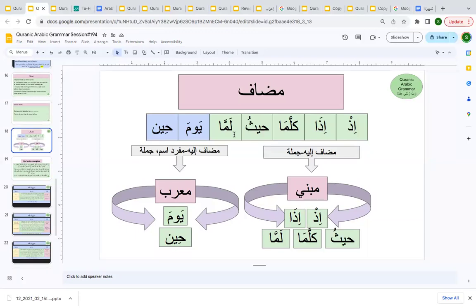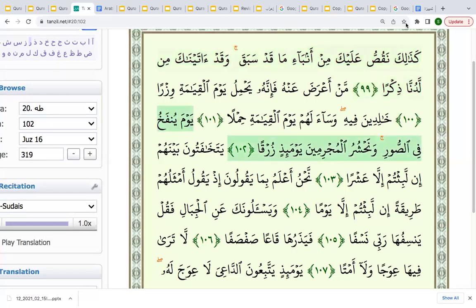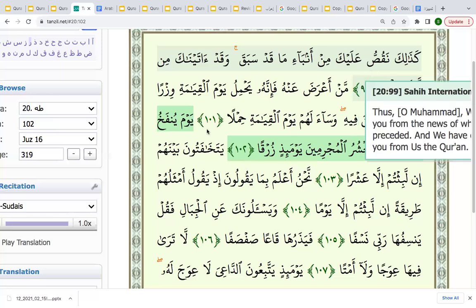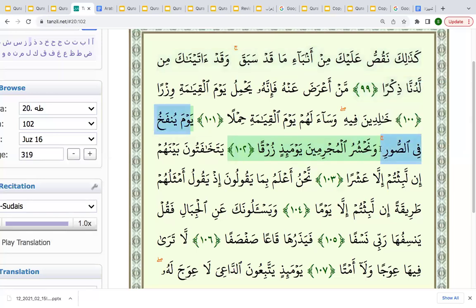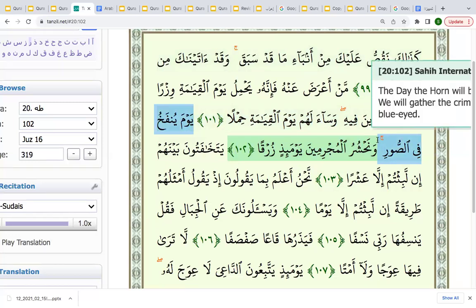So what is expected after idh, idha, kullama, haythu, lamma? There is a mudaf ilayhi that's going to be a sentence. And again, this mudaf and mudaf ilayhi is going to be turned into a fragment. There is a fragment between these five and the jumla that is coming up as their mudaf ilayhi, just as there's a mudaf ilayhi relationship in yawm al-qiyamah. Because remember, when you look at this part of the verse, let me show you. Yawma yunfakhu fis-sur. Is this together acting as a complete sentence, or is it acting like a fragment?